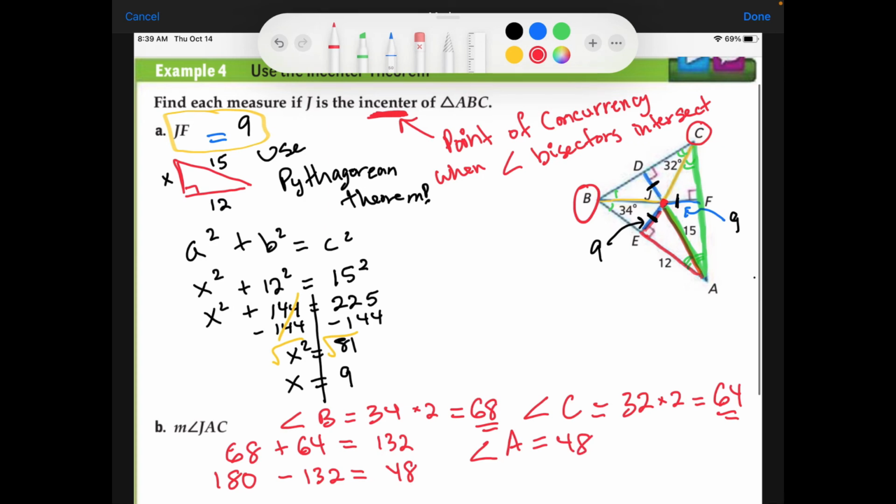But they don't want the whole angle A, they want half of it, because it's being cut in half. So we need half of angle A. So that means I have to divide 48 by 2, which is 24. So that would be the measure of angle JAC.